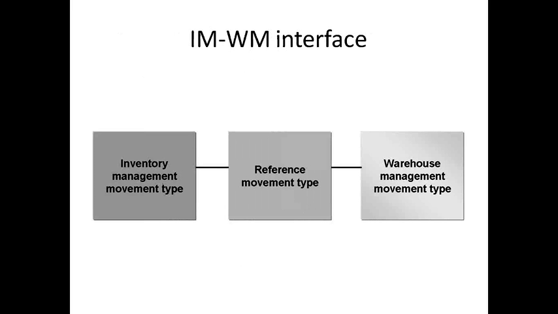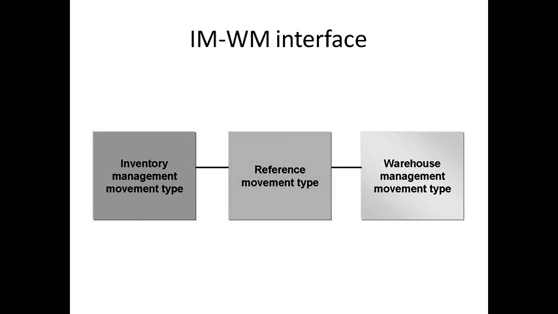Okay, the IM and WM interface. If you see this slide, the inventory management movement type is linked to a reference movement type, and in turn it is linked to the warehouse management movement type. So by seeing this slide, we can confirm that inventory management movement types are not directly linked to warehouse management movement types. They are indirectly connected to the warehouse through reference movement types.